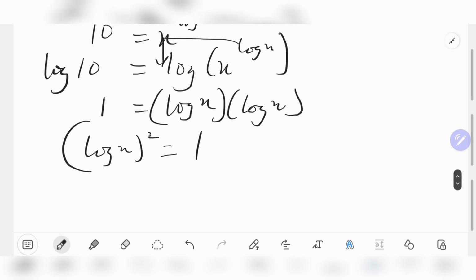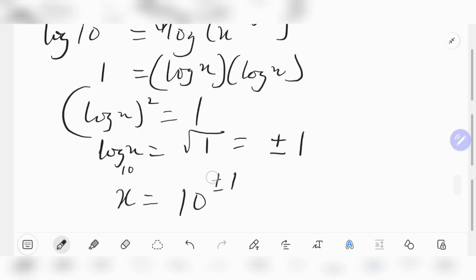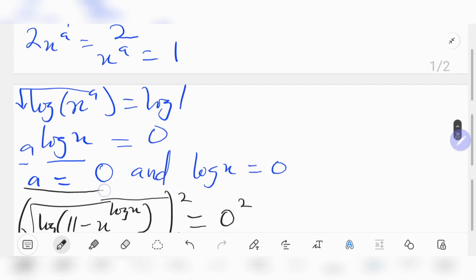Now we are going to square root both sides of the equation. So we are going to have log x equals square root of 1. Then the square root of 1 gives us plus or minus 1. Okay, now remember there is a base 10 over here. So getting rid of the log gives us x equals 10 to the power plus or minus 1. All right, that was when a was equal to 0.